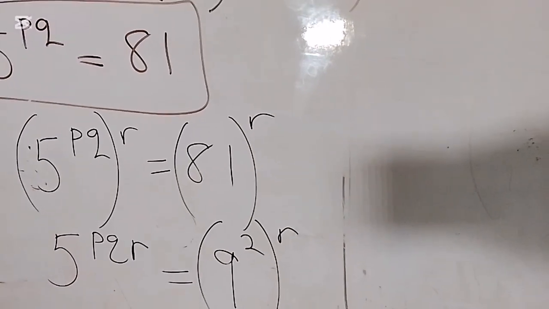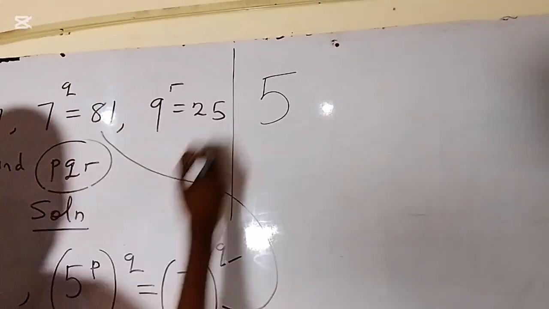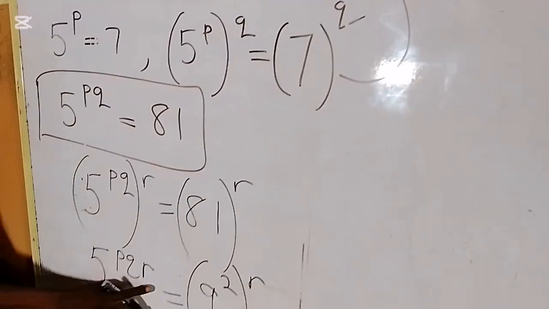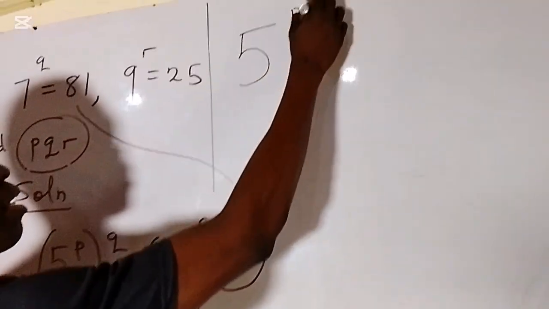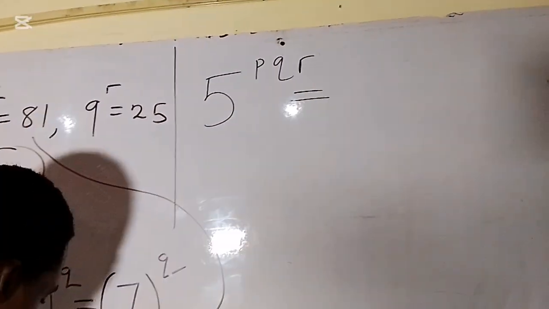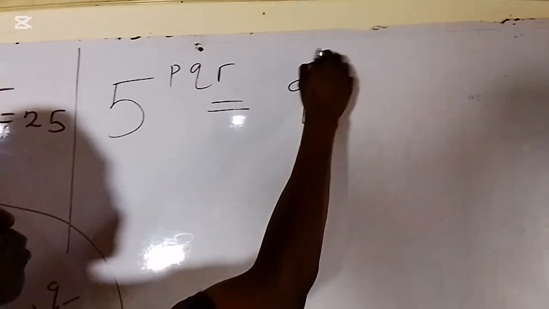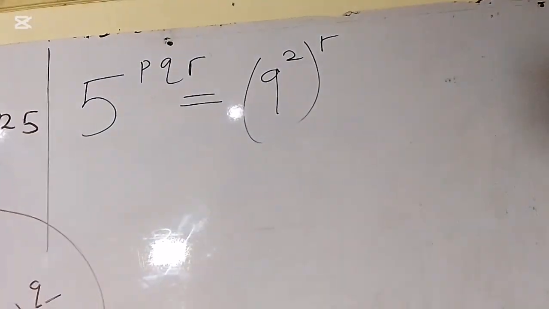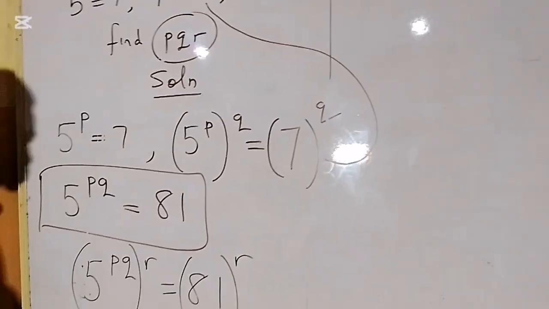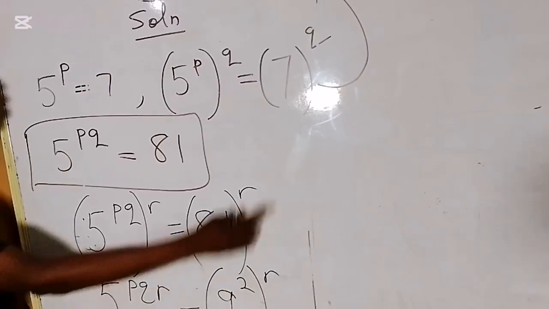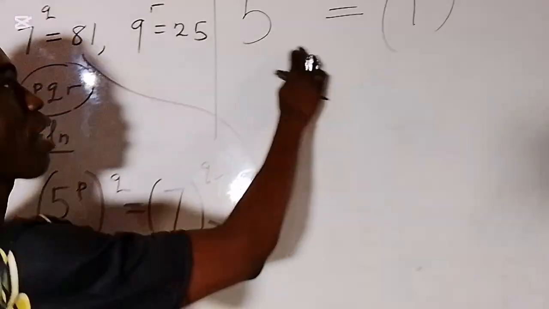Now, do you know from the law of indices? Let's bring this up here. Now, we have 5 raised to the power pqr is equal to 9 raised to the power of 2, then raised to r. Remember, we started from here: 81 is 9 squared, and that's why I have this. Now, what do you think will happen from here?